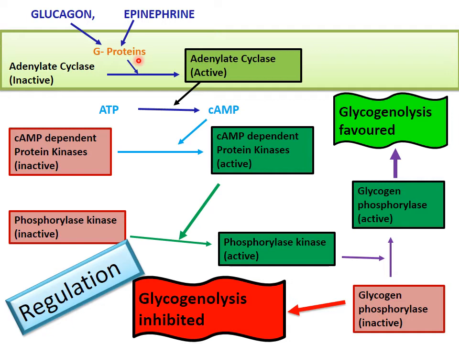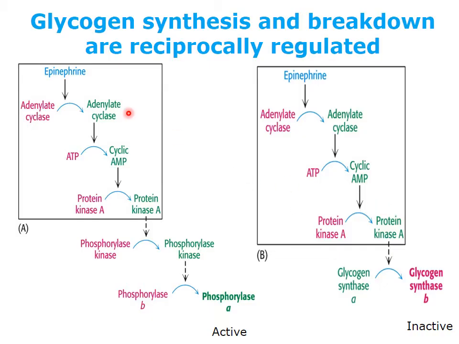Through the G protein, glucagon and epinephrine activate adenylate cyclase. Then the adenylate cyclase enzyme converts ATP into cyclic AMP. This cyclic AMP activates protein kinase. This protein kinase activates phosphorylase kinase. This phosphorylase kinase activates glycogen phosphorylase. So you can see this blue color is the active form, and this pink color is the inactive form.